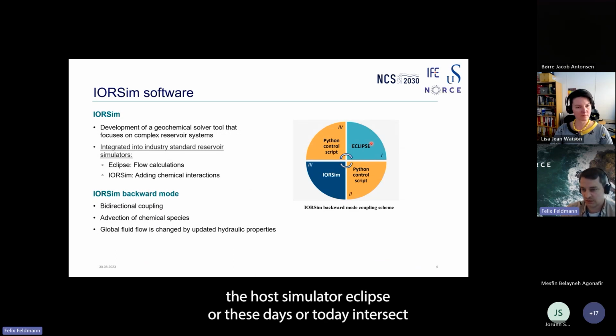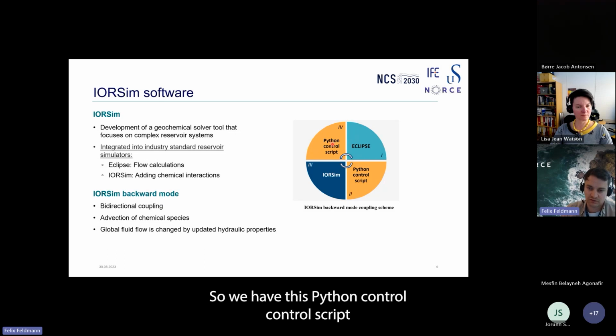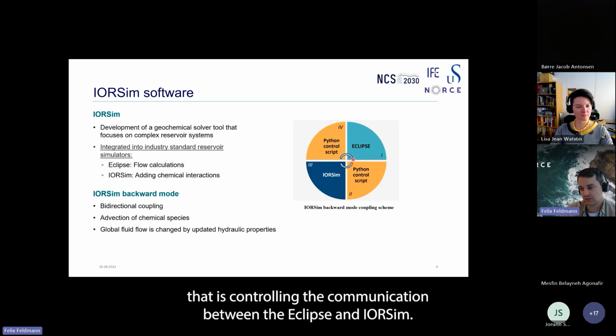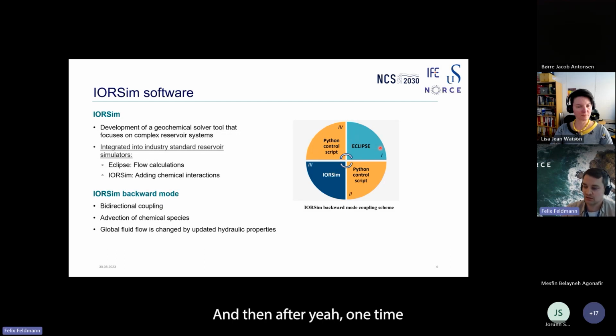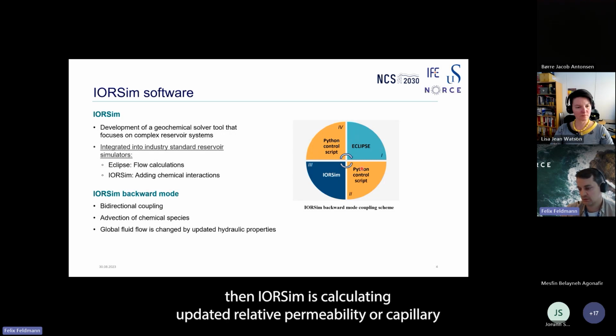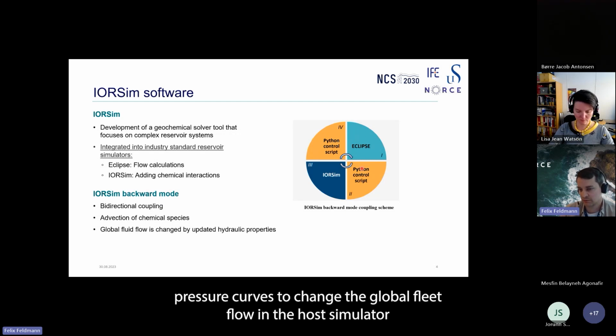In this case, the host simulator Eclipse, or these days Intersect, is communicating with IORSim at each time step. We have this Python control script that is controlling the communication between Eclipse and IORSim. After one time step of flow calculation in Eclipse, IORSim is again detecting the chemical species. And now if the geochemical reactions are interfering with the global fluid flow, then IORSim is calculating updated relative permeabilities or capillary pressure curves to change the global fluid flow in the host simulator.